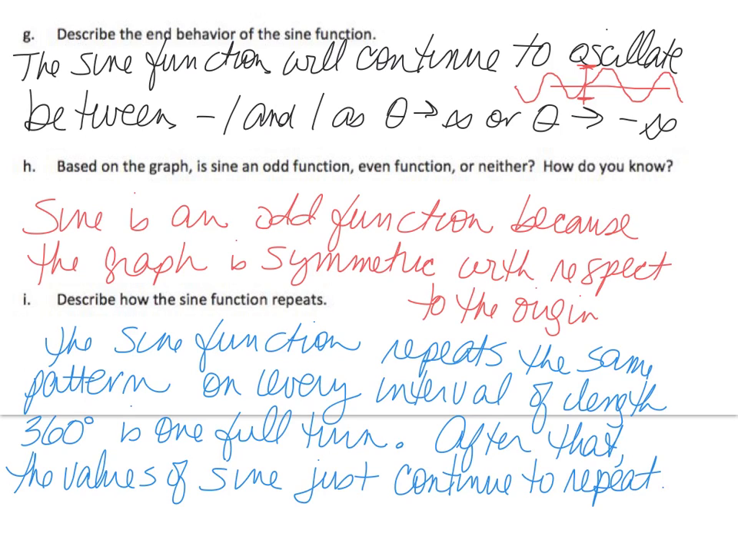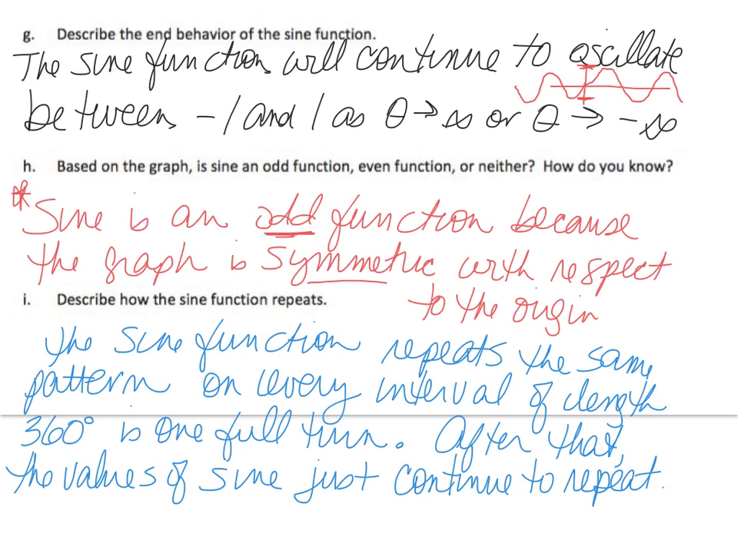Based on the graph, is sine an odd function, an even function, or neither? Okay, this is new information for us. Sine is an odd function because the graph is symmetric with respect to the origin. This is just a new thing that we're learning. It's called an odd function when it's symmetric with the origin.